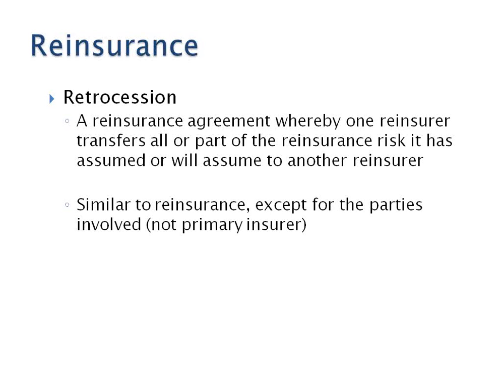The other term that you're going to hear is retrocession, which is a reinsurance agreement whereby one reinsurer transfers all or part of the reinsurance risk as assumed or will assume to another reinsurer. So it's similar to reinsurance, except the parties involved are not the primary insurer. So this is actually fairly normal.